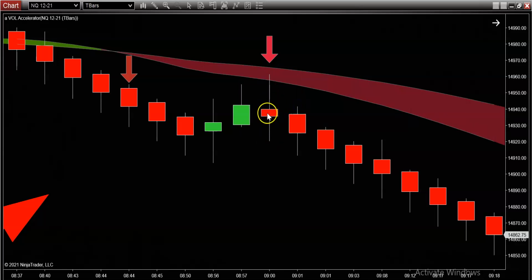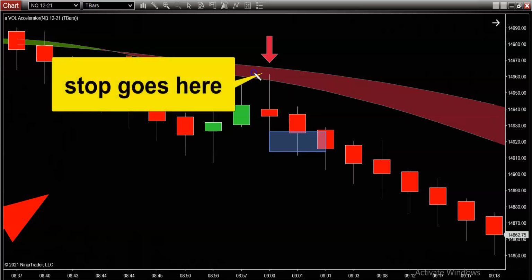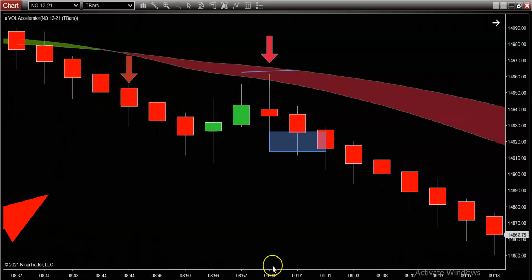So when this bar finishes closing, you would potentially look to open up a short trade on the open of the next bar, which is what I call the entry bar. You can place your stop one tick or one pip, if you're following along in Forex, above the signal bar.